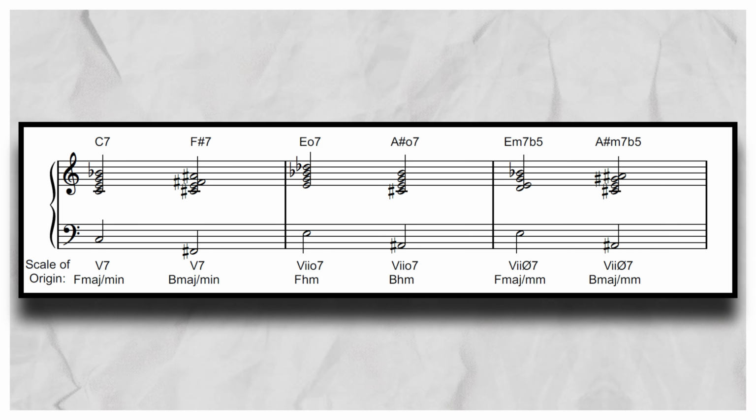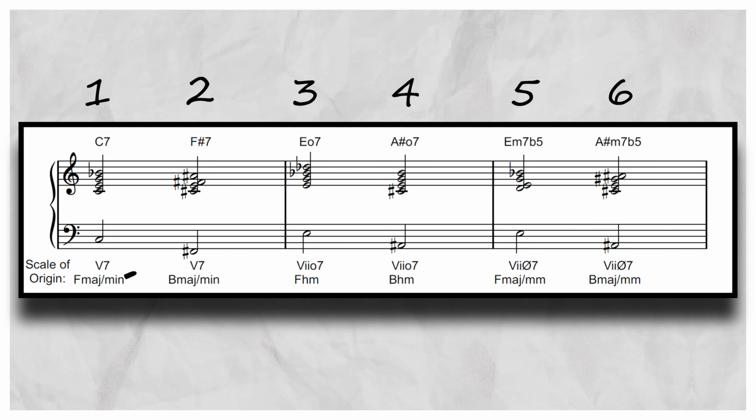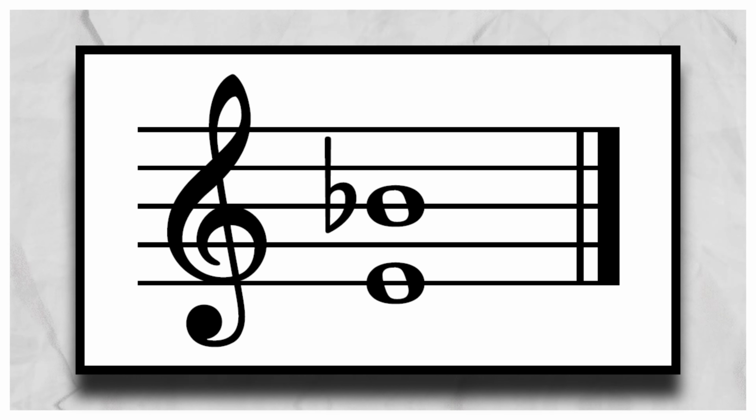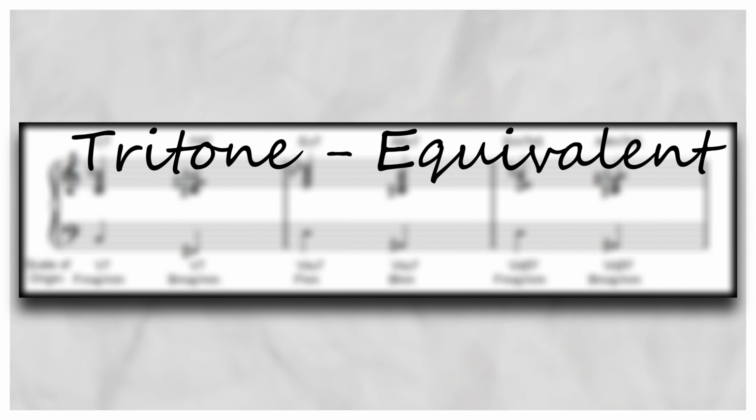Here's the list of chords. With 6 in total, 2 of them are dominant, 2 are diminished, and 2 are half diminished. At a glance, these chords might seem like they're unrelated to each other. But the fact is, each has one thing in common, a tritone, and therefore, all 6 are tritone equivalent chords.